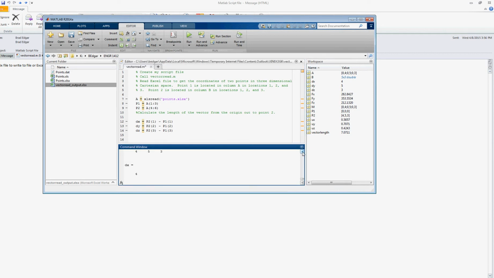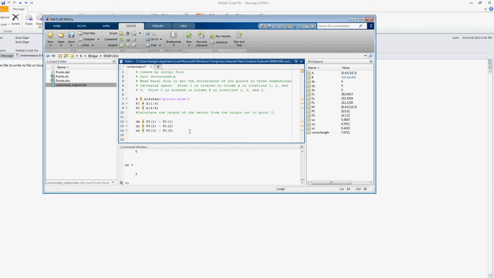So we've got dx is 4. Well, first of all, we've got P1 is 0, 0, 0. P2 is 4, 5, 3. That's what we need. Dx is 4, dy is 5, and dz is 3. So that is working. So let's go and comment what we're going to do next.